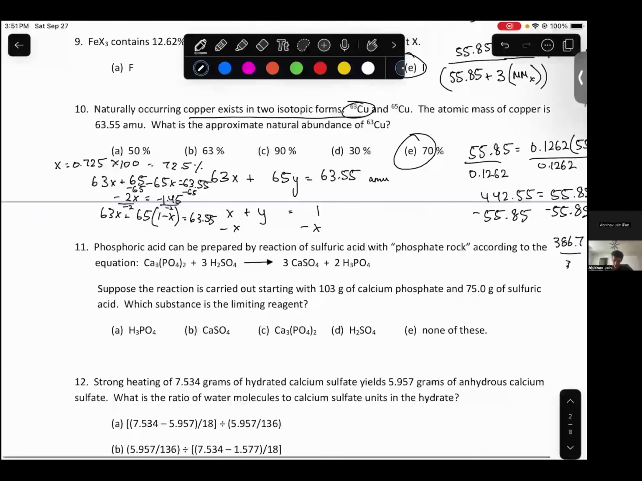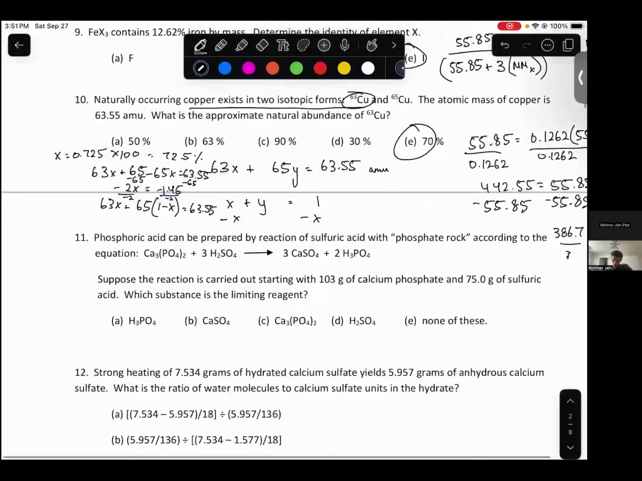Next up, phosphoric acid. Reaction of sulfuric acid with phosphate rock according to the equation, right? So it's carried out with 103 grams of calcium phosphate and 75 grams of sulfuric acid, which substance is limiting? So obviously, it's going to be a limiting reagent. That's one of our reactants. So we can immediately eliminate phosphoric acid and calcium sulfate because those are the products, not the reactants.